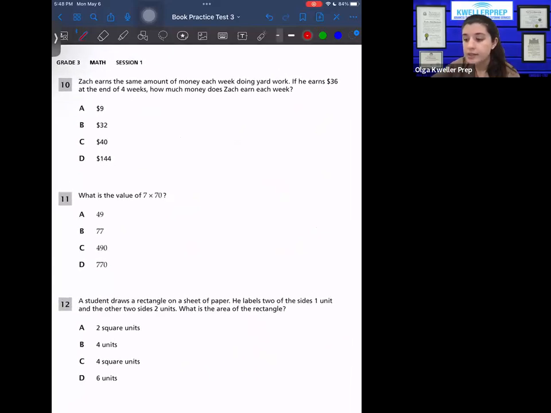Zach earns the same amount of money each week doing yard work. If he earns $36 at the end of 4 weeks, how much money does he earn each week? So you guys see, I'm not making this up. We have a very similar type of question. We're using each again in the word problem. So in my head, I know which operations each tests. I know that this is either multiplication or it's division.